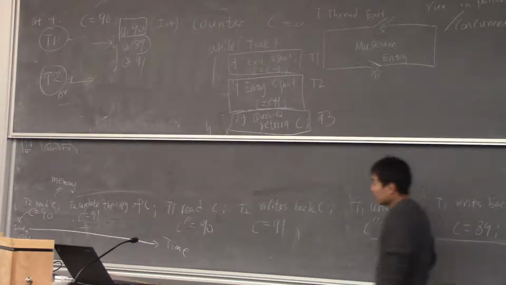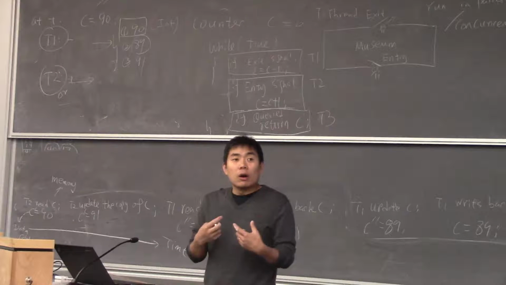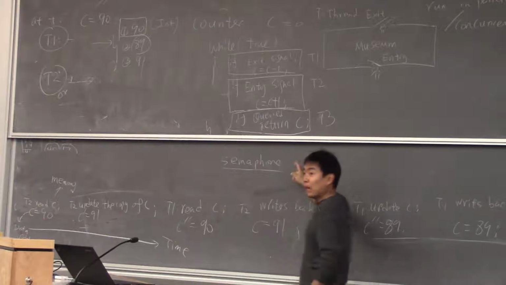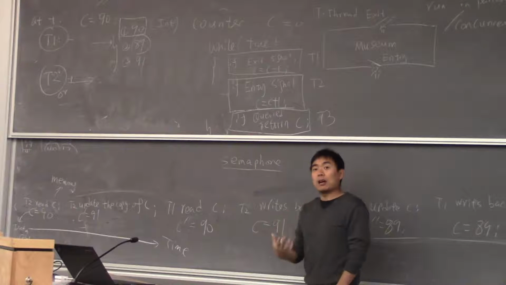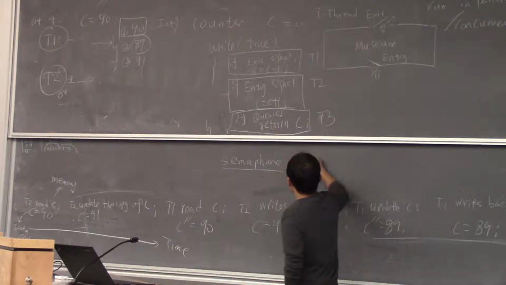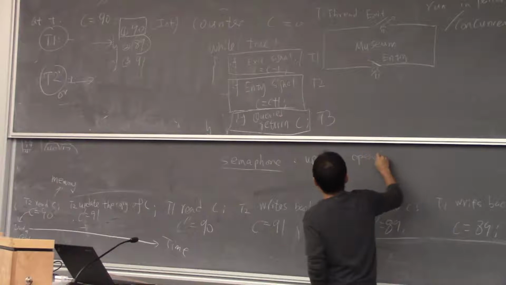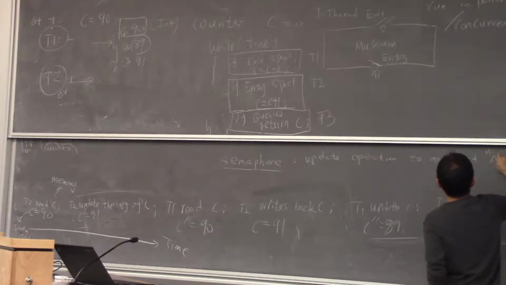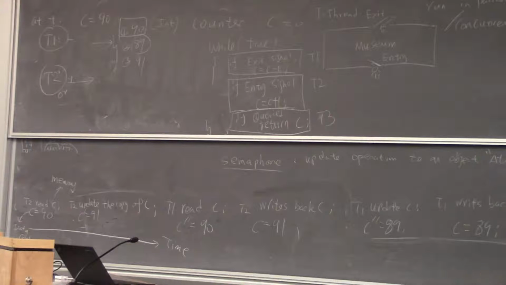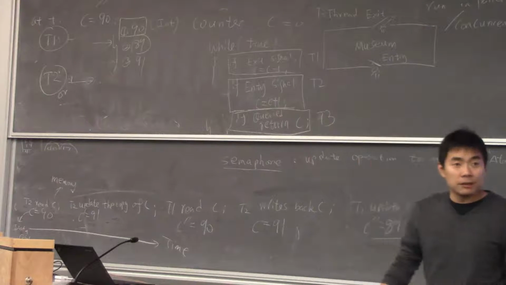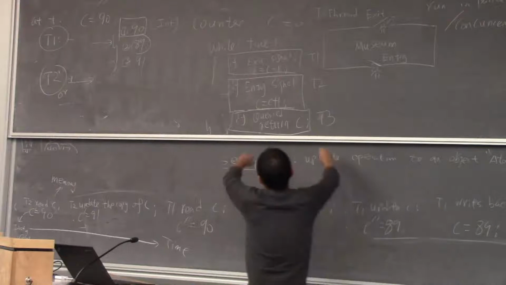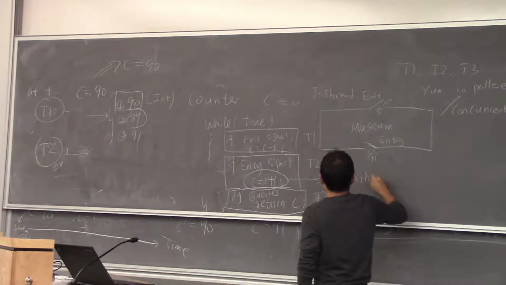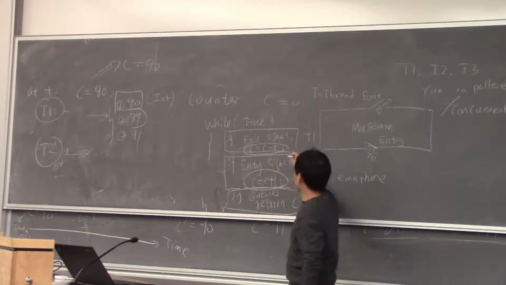Okay. All right. So that's the problem. So how do you solve this problem? You introduce the concept of a semaphore, and you use the semaphore to protect the update operation to an object, to make the update operation to the object atomic. Atomic means that once you use the semaphore to protect, so this will become a semaphore, and this will become a semaphore.